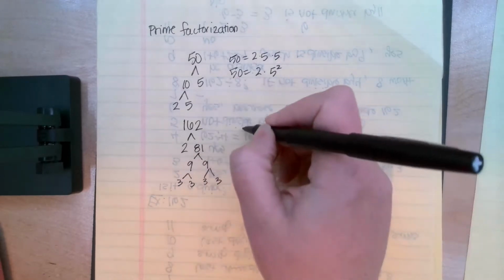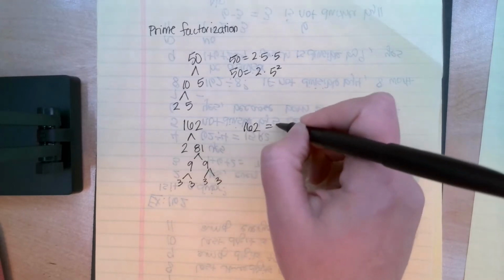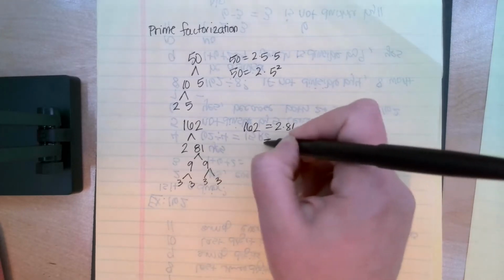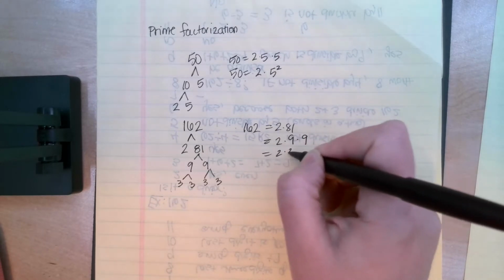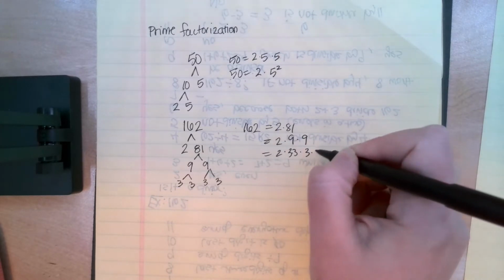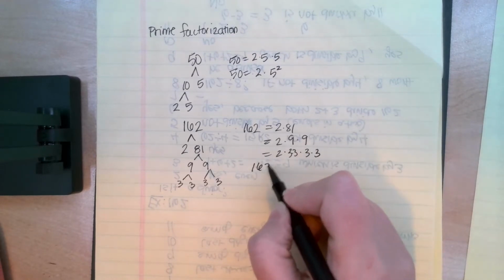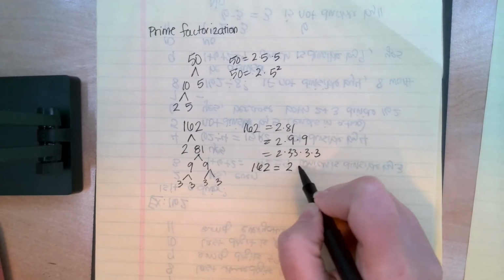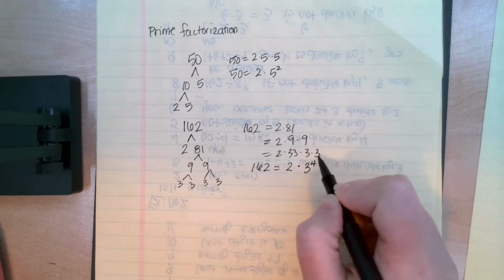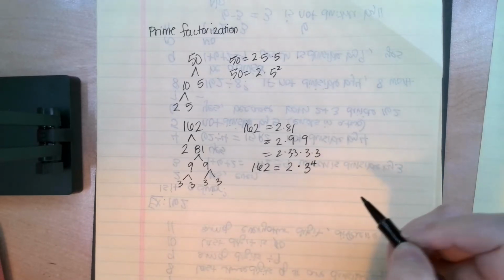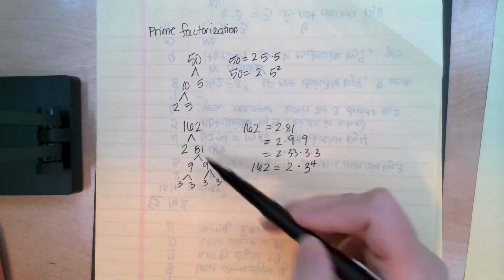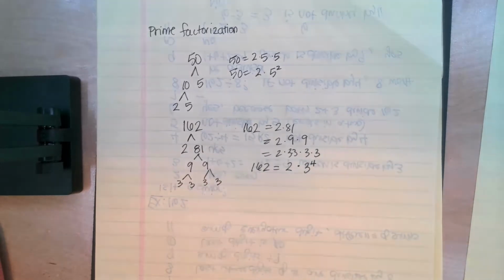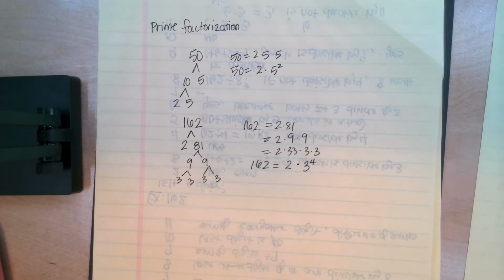Okay, so that means 162 would be 2 times 81, that's what we did. Or we said 2 times 9 times 9, or 2 times 3 times 3 times 3 times 3. So for 162, its prime factorization would be 2 times 3 to the 4th, because it's 1, 2, 3, 4 3's. This would be our prime factorization. Okay, so this technique is called a factor tree, and that's how we figure out all the factors.